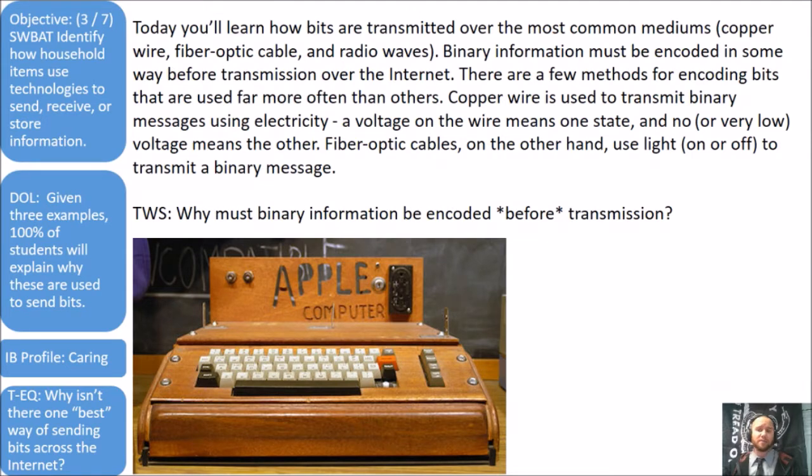Copper wire is used to transmit binary messages using electricity. A voltage on the wire means one state, and no or very low voltage means the other. Now, fiber optic cables, on the other hand, use light, that is on or off, to transmit a binary message. Your think, write, share right here is: why must binary information be encoded before transmission?